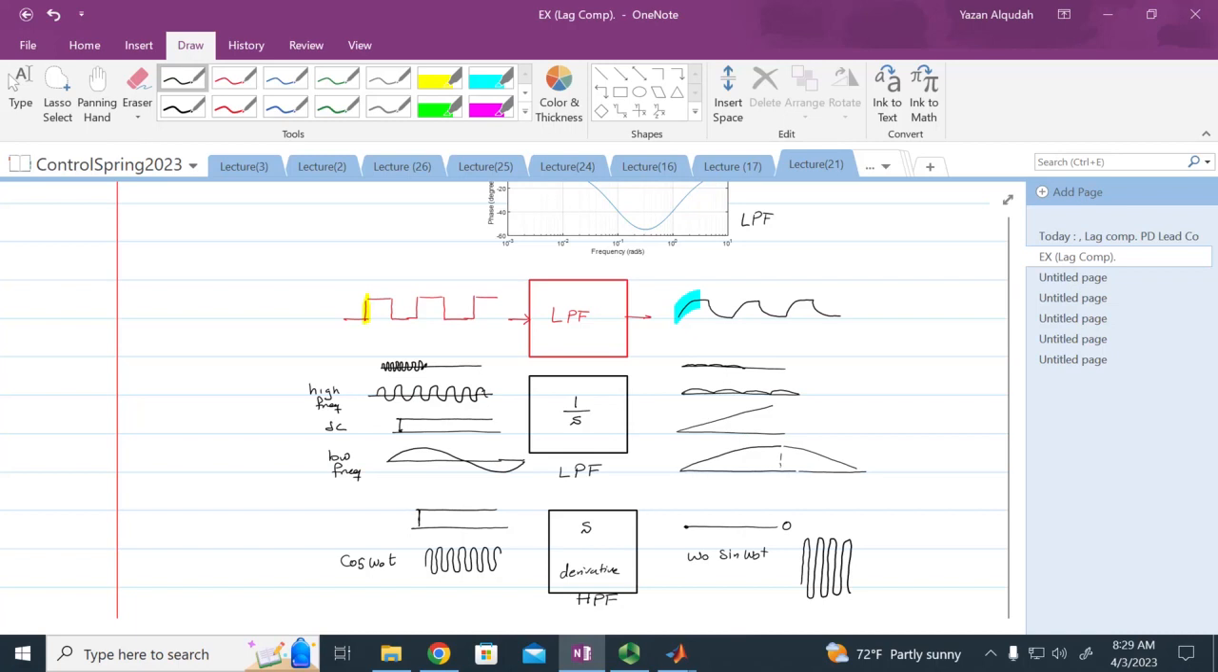Say I have an error signal that looks like this. If I'm looking at my system, I have an error signal between the input and the output. Let's say it looks like this, a very tiny signal here. If I took it through a low-pass filter or through an integrator, what's going to happen to it? It's going to get bigger.